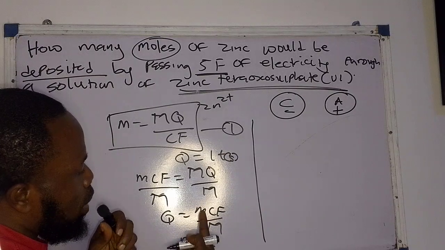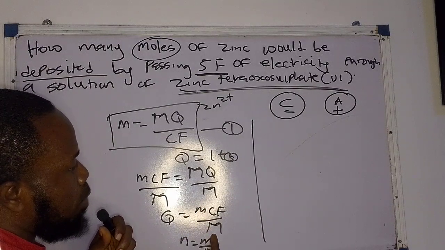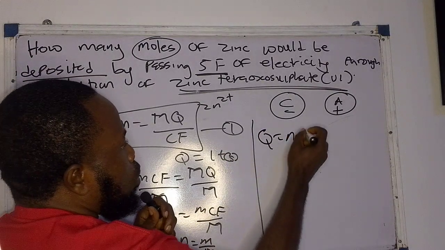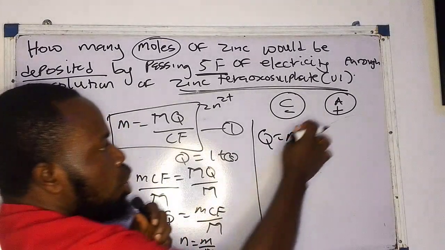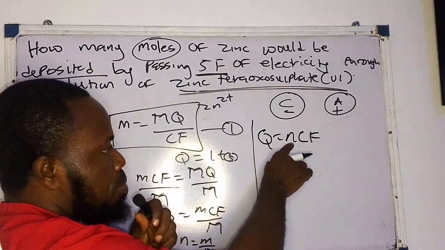Now ladies and gentlemen, if this is mass over molar mass, then in place of mass over molar mass, I can say that Q is equal to mcf, where you see the number of moles here now.